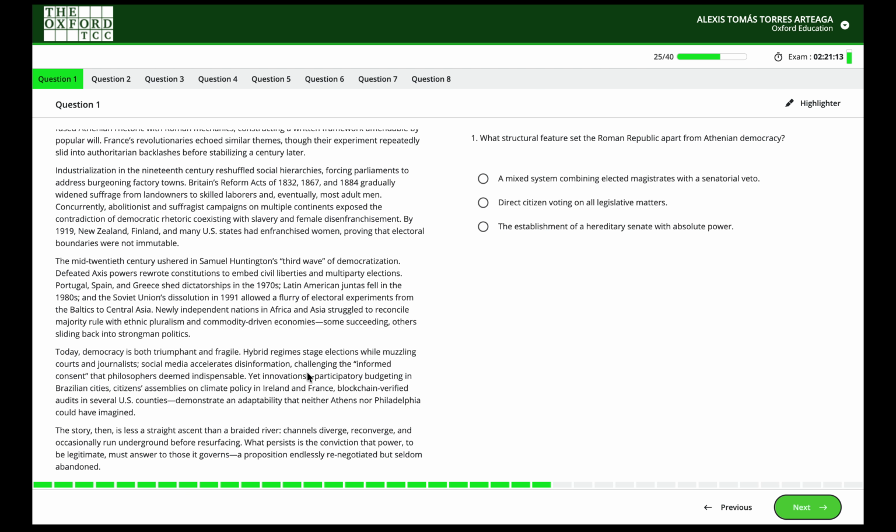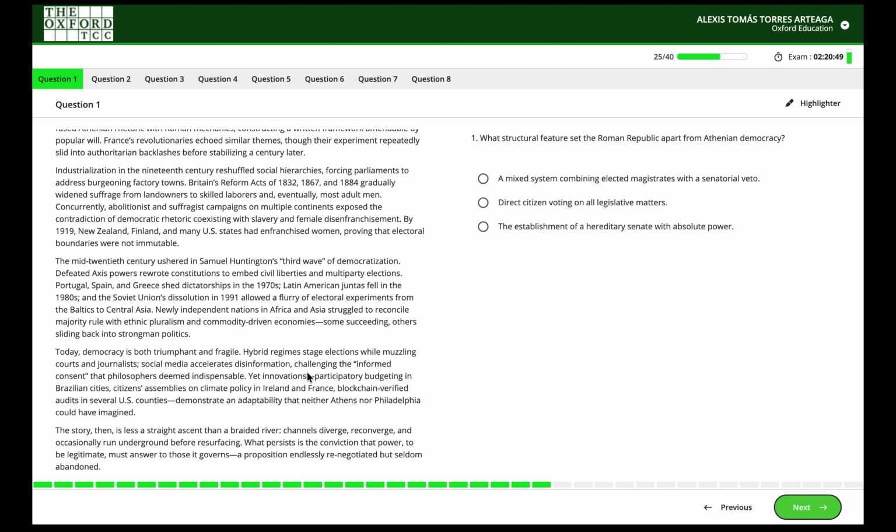Industrialization in the 19th century reshuffled social hierarchies, forcing parliaments to address burgeoning factory towns. Britain's Reform Acts of 1832, 1867, and 1884 gradually widened suffrage from landowners to skilled laborers, and eventually most adult men.